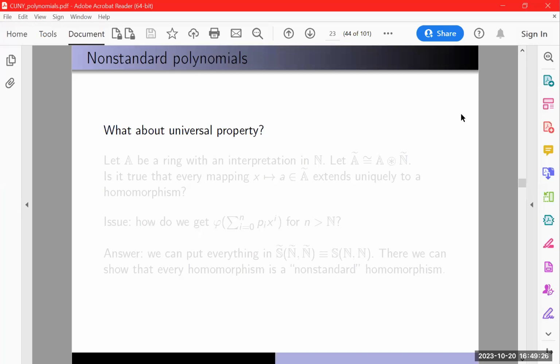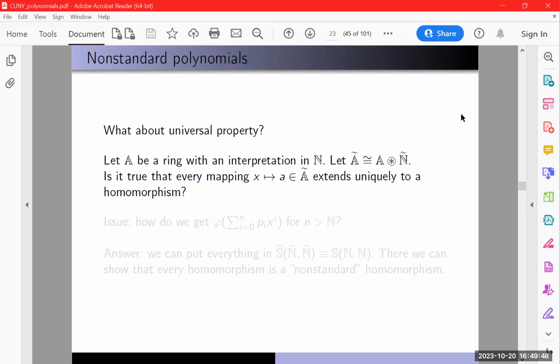For one thing, if you want it to have something to do with these non-standard polynomials, we do need to have the same kind of non-standard summation, non-standard multiplication, and all that stuff. Maybe there is a way to axiomatically define all that, but for the moment, let's just be cheap and take a ring that's interpreted in N. By the way, not a big restriction: if you have an arithmetic word problem in your ring, it's going to be interpretable. So let's take A tilde, which is just, again, the non-standard model of A. And let's ask, is it true that every mapping from X to some A extends to a homomorphism?